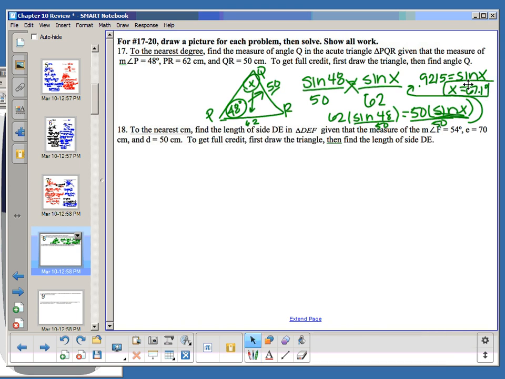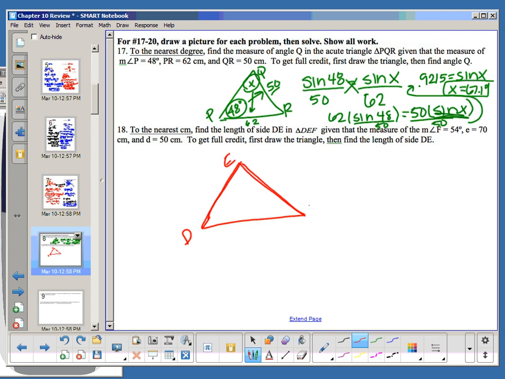All right, so this number 18 is basically the same. I'm going to set up a triangle, and it looks like it's called DEF now. And the measure of angle F is 54 degrees. Little e is 70. Well, little e is the side that's across from angle E, so that's 70. And little d, which means the side across from D, is 50. Notice I have side, angle, side, so I'm going to be using law of cosines.